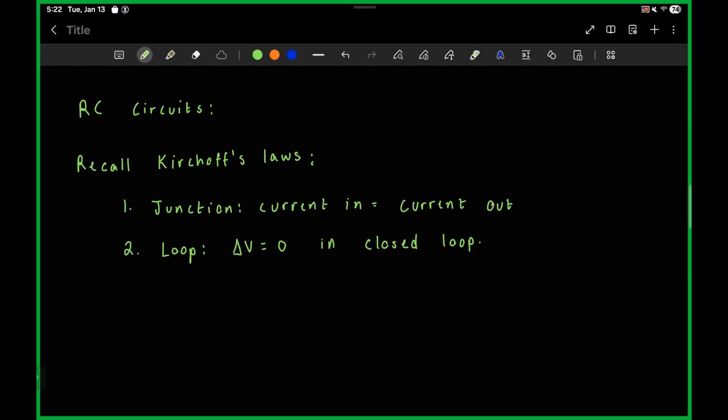In this video, we'll analyze RC circuits. Specifically, we'll look at the current through the circuit and the charge on the capacitor as a function of time. And so to do this analysis, we'll want to recall Kirchhoff's laws.